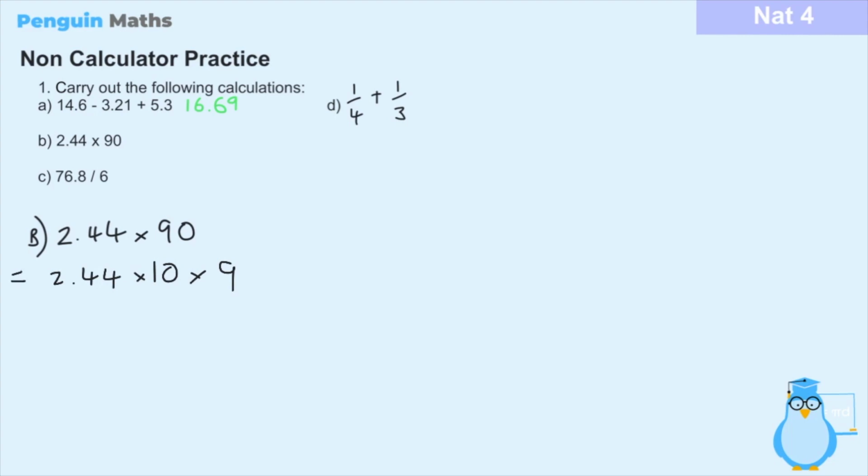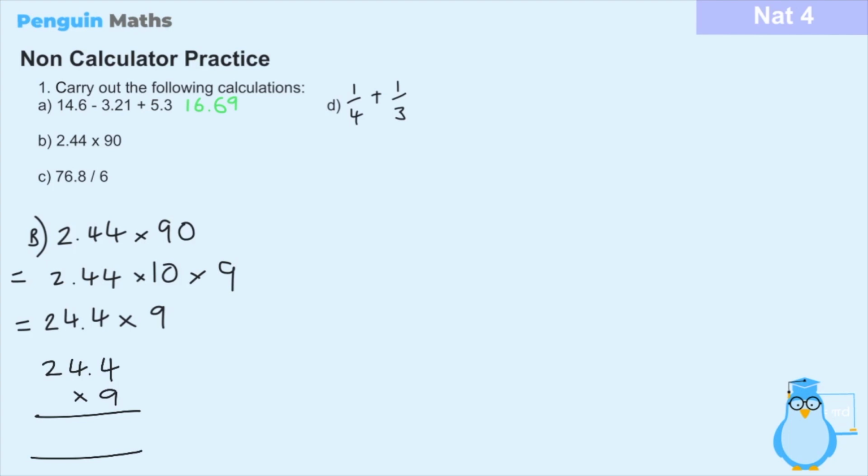So what I'm going to do now is do the 2.44 multiplied by the 10. And if we know that we multiply something by 10, then we can just move the decimal place of that number to the right. So that means that this is going to become 24.4 times 9, because 2.44 times 10 just gives us this 24.4 we have here. And now, since that's a little bit easier to deal with, I'm just going to do a sum. So we have 24.4 multiplied by 9.